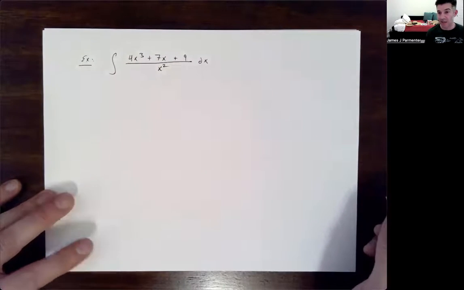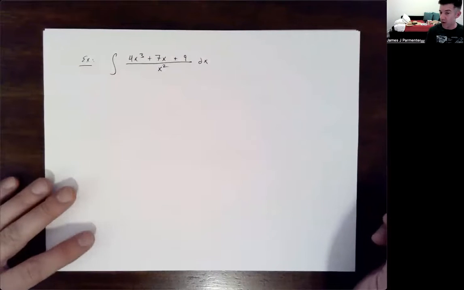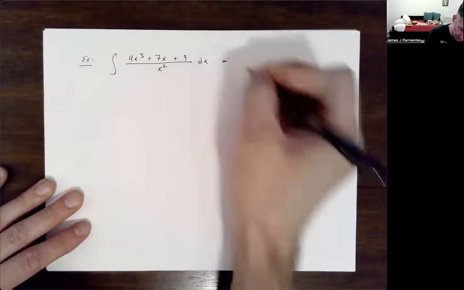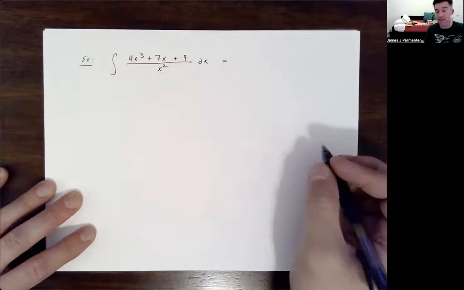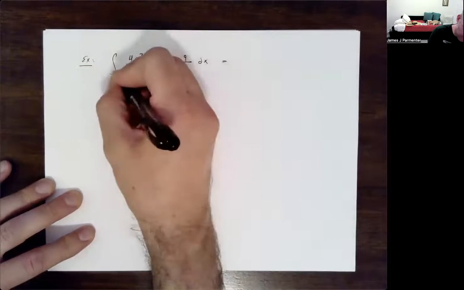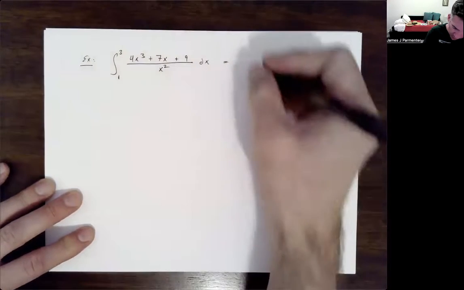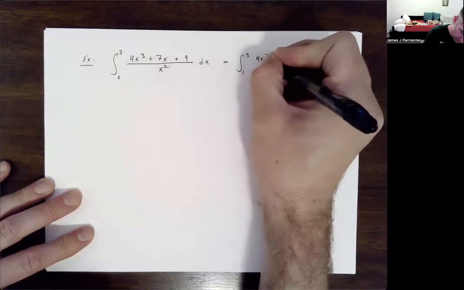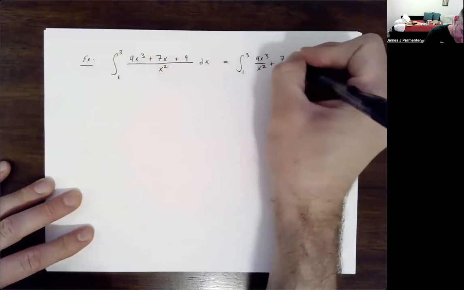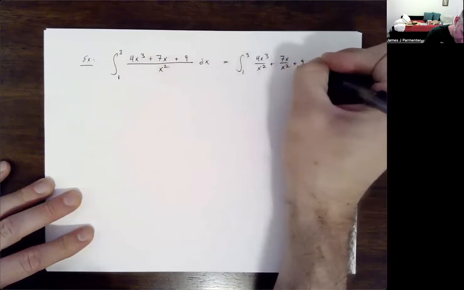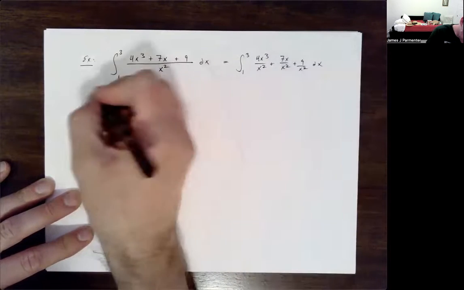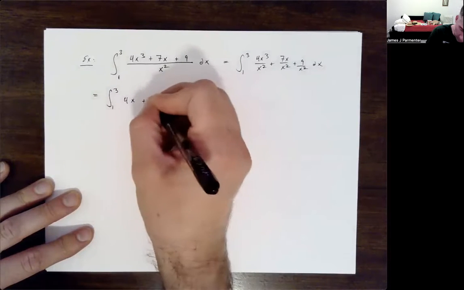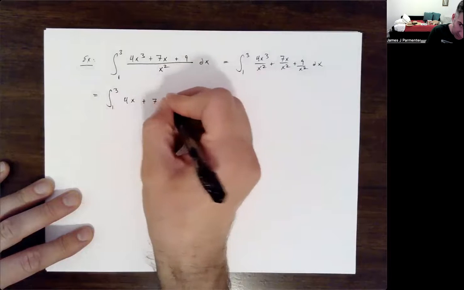In the same sort of way, we can make this an exponent problem, meaning x to a power, I should say a power of x problem, by dividing each term by the denominator. And let's make this a definite integral just to make it a little bit different. Let's say this is the integral from 1 to 3. So I can simplify this by writing it as the integral from 1 to 3 of 4x cubed over x squared plus 7x over x squared plus 9 over x squared, which I should then simplify as the integral from 1 to 3 of 4x plus 7 over x, or if you prefer 7 times 1 over x.